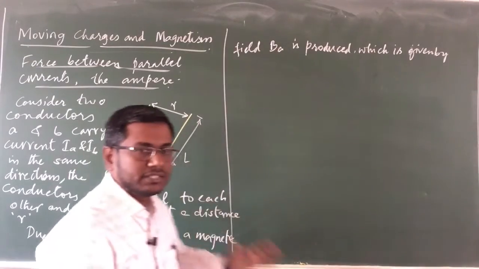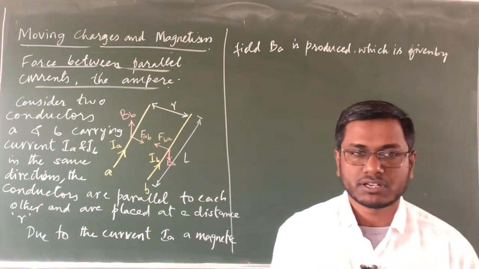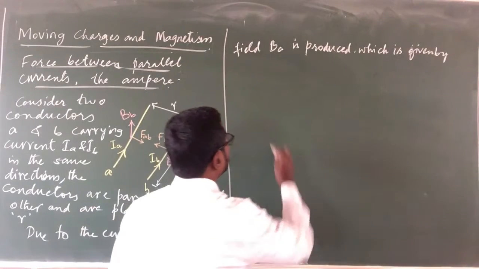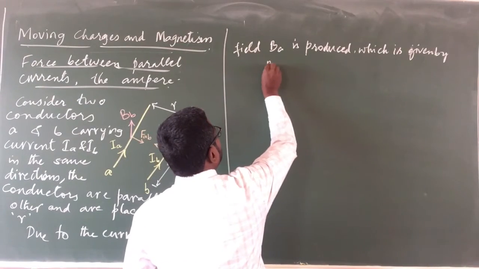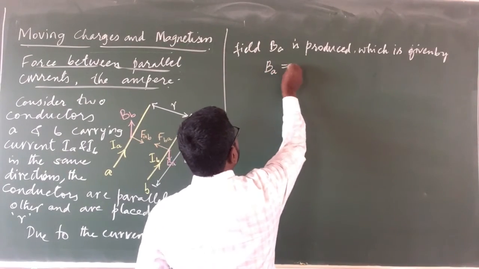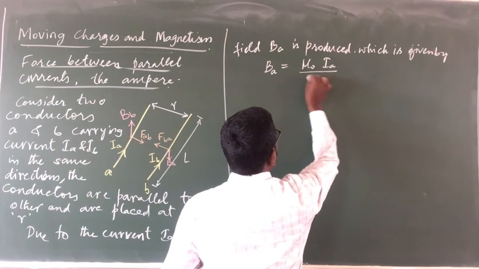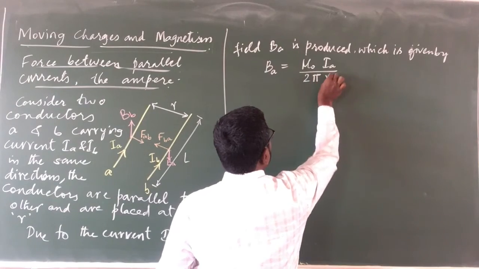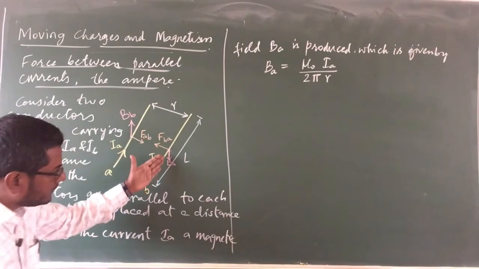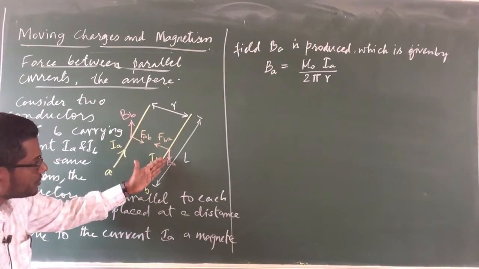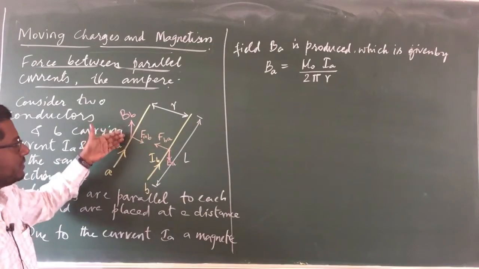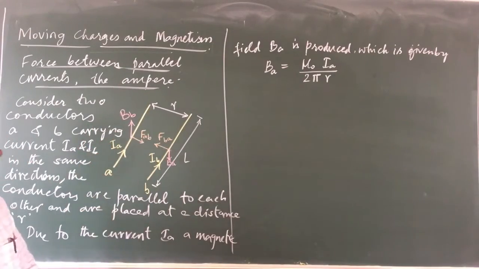Now we have the equation of the Biot-Savart law, and using that equation I can write the expression for BA as mu naught IA divided by 2 pi R. So that is the magnetic field BA which is produced at a distance R from conductor A.